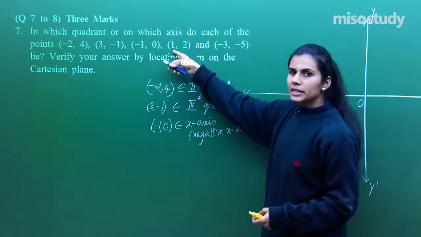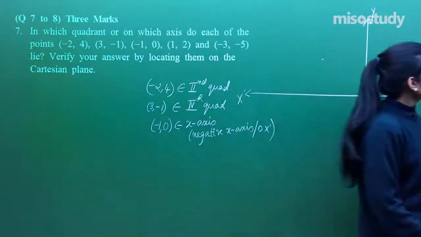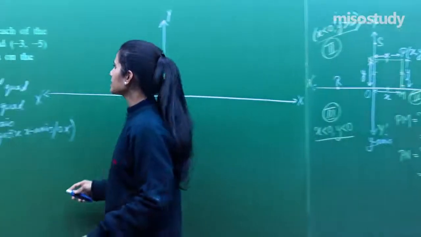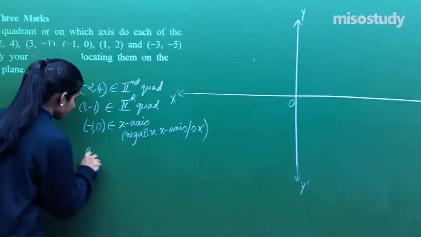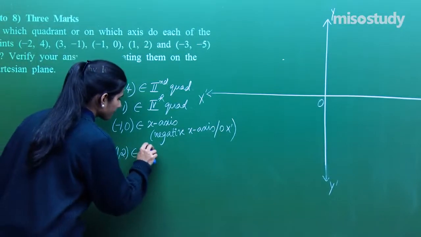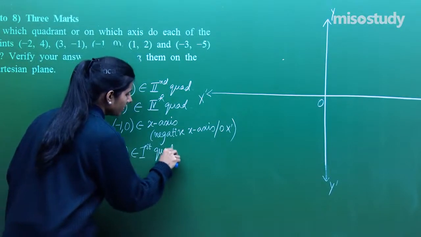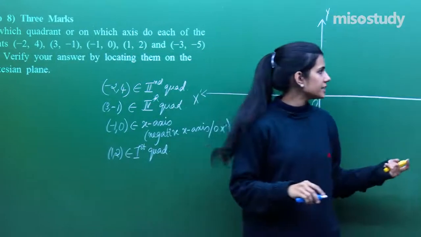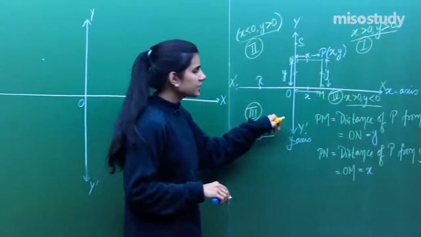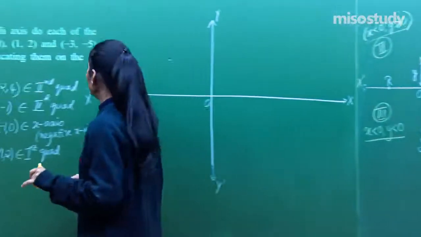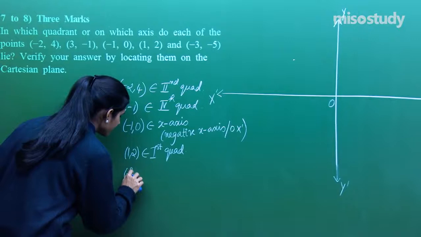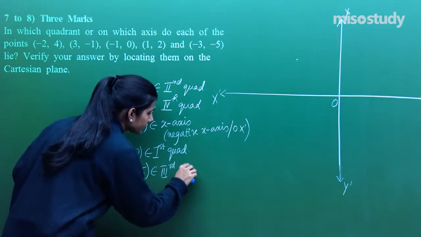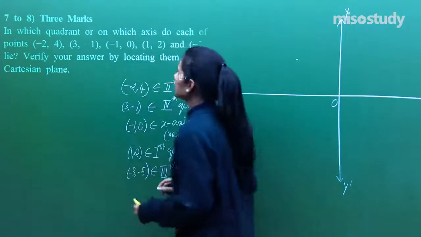(1, 2): x coordinate positive, y coordinate positive. Both the coordinates are positive, that means the point is lying in the first quadrant. So the point (1, 2) lies in the first quadrant. Then you have (-3, -5): x coordinate negative, y coordinate negative, point is lying in the third quadrant. So (-3, -5) belongs to the third quadrant. Is it clear?